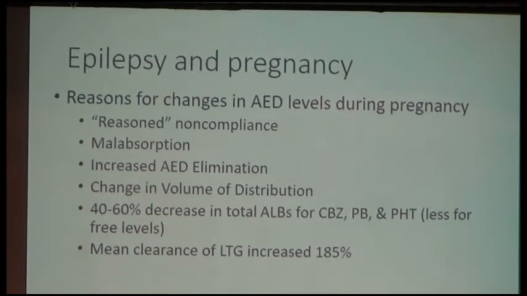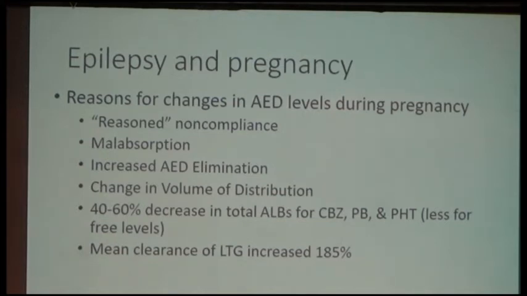There's an increase in EGFR and a lot of drugs are washed out. There's a change in volume of distribution, and there's also a reduction in albumin. So protein-bound drugs, especially the older generation drugs like phenobarbital, carbamazepine and phenytoin, can all have lower free levels of drug in the system. That's because of the reduction in albumin.